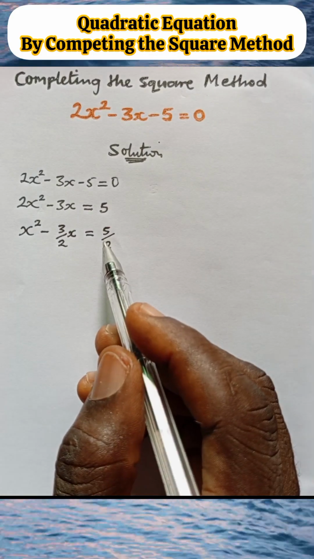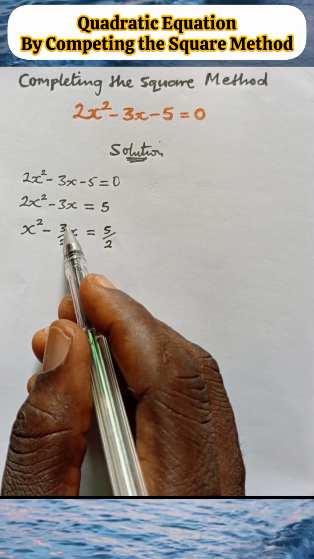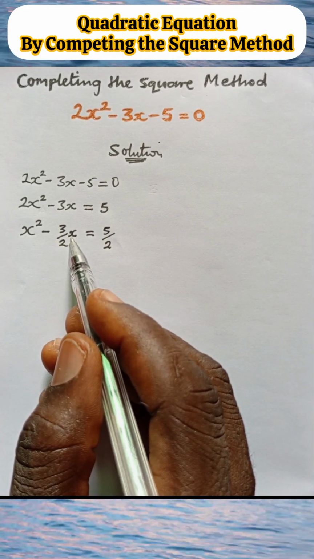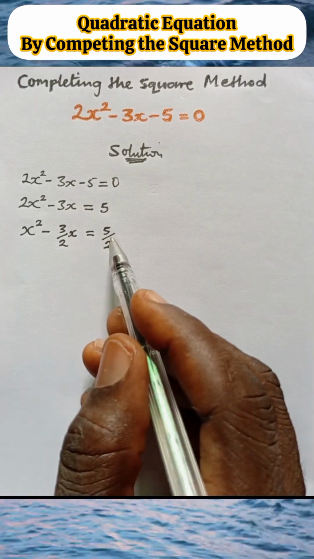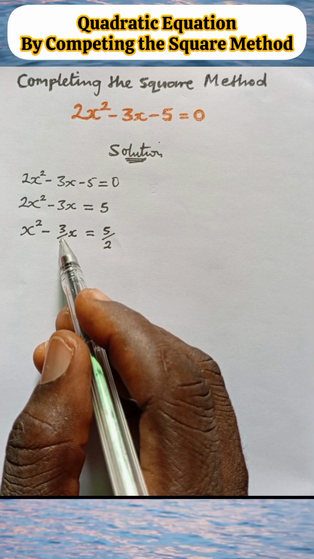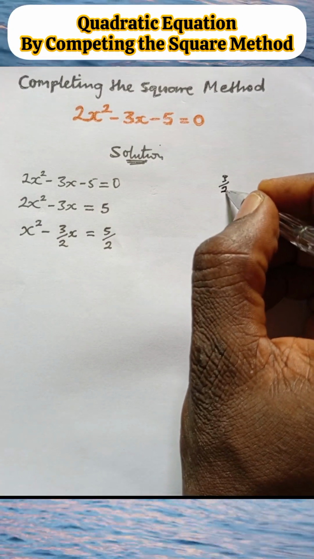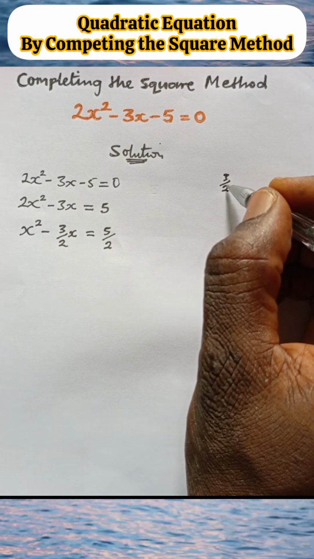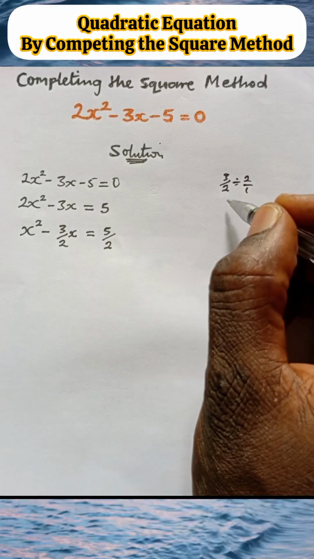2. Now pay attention to this. This is where the issue is coming from. We are going to add the square of half of this coefficient to the left hand side and also to the right hand side. So now let us determine how to get half of that coefficient. We have the coefficient as 3 over 2. Half of it simply means we are dividing it by 2. So we say divide by what? 2. Of course, 2 over 1.